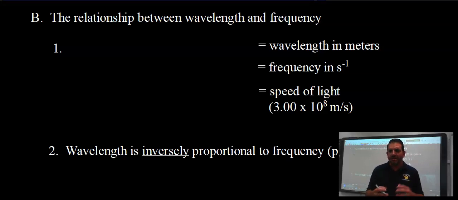Mathematically, how do we show in an equation if two variables are inversely related? Well, let's go back to something else that is directly related. Directly, remember, goes the same direction. Mass and volume are directly related. Do you remember the equation for density? Where are mass and volume?